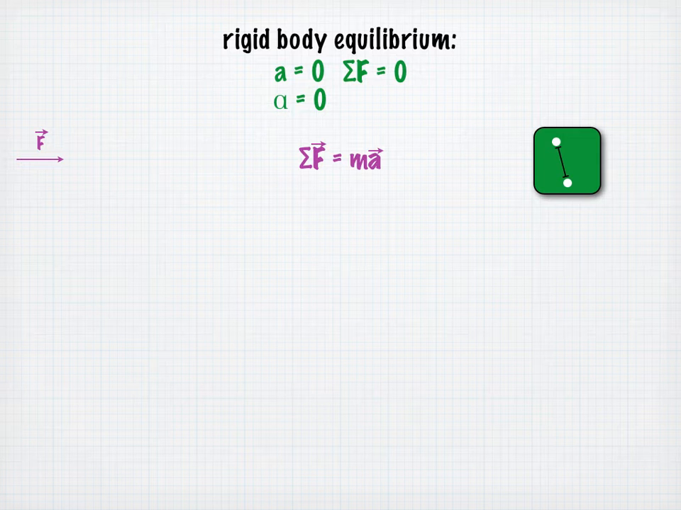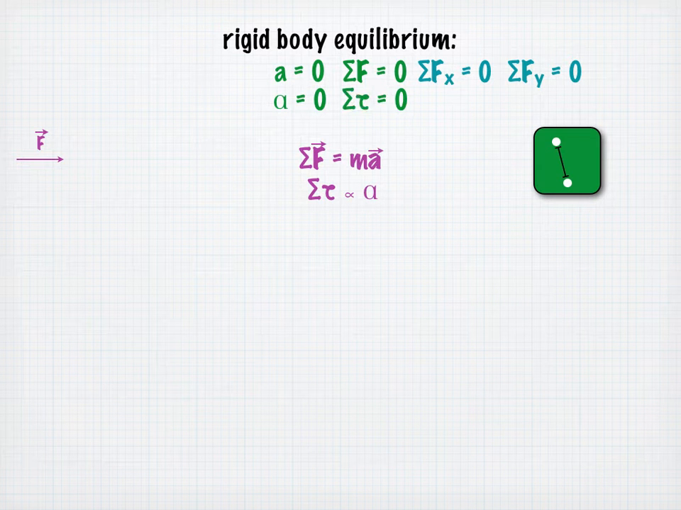It also means that if we're working in 2 dimensions, then the net force on the body in the x direction needs to be 0, and the net force in the y direction needs to be 0 in order for the body to be in equilibrium. The angular acceleration of an object is affected by the torque on the object. So, in order for a rigid body to be in equilibrium, the net torque on the body must be 0.